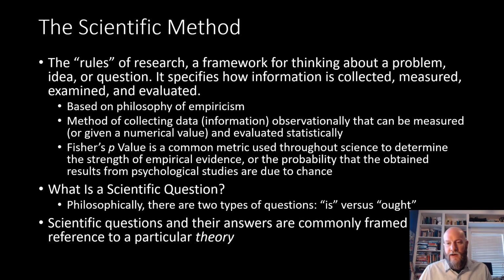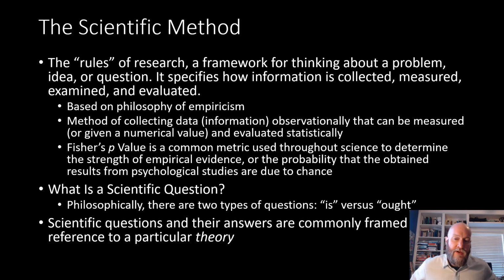One related idea I want to raise here, and we're going to talk about this in great detail as we go on, is something called Fisher's p-value. This is a very common metric used throughout science to determine how strong empirical evidence is. How much do we think this scientific finding is accurate, is valid? It's essentially the probability that the obtained results were due to chance.